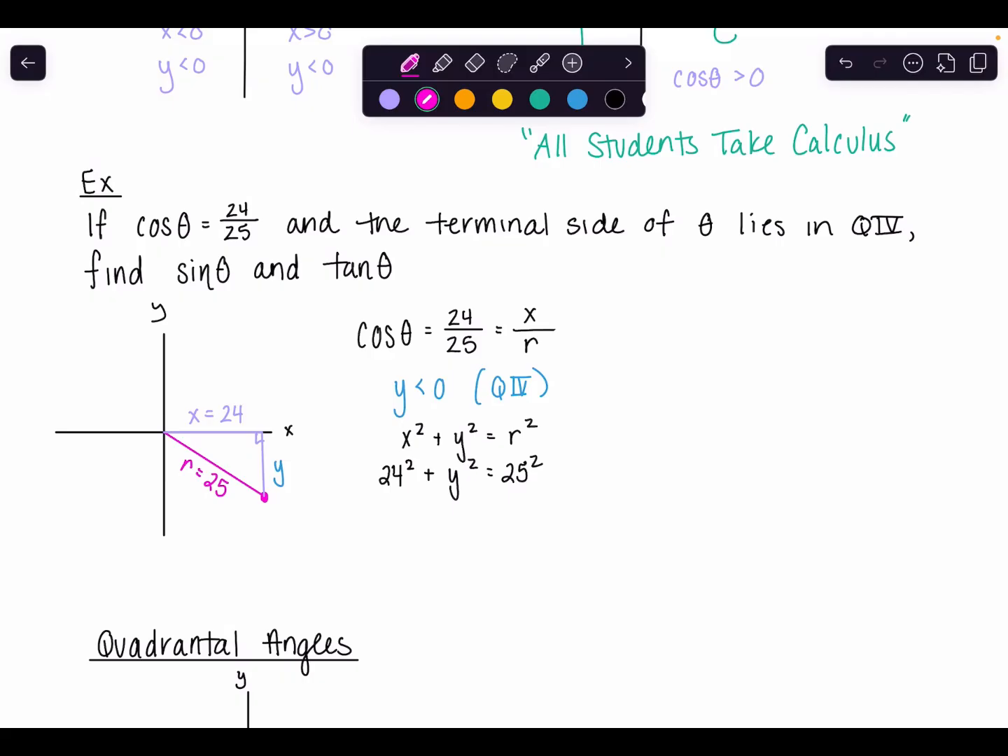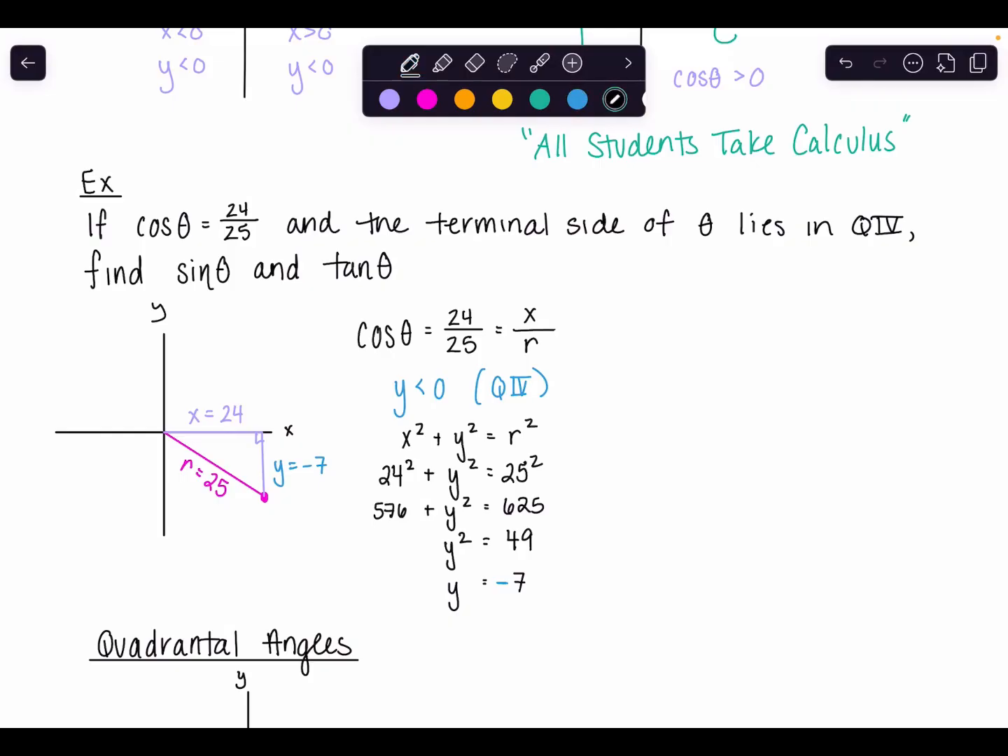Okay. So if you take 24 and square it, that would give you 576. 25 squared will give you 625. So solving for y squared, we subtract 576. That gives us 49. And then here is where we take a square root. So square root of 49 is 7. And again, technically you get plus or minus. But in our case, because we're in quadrant 4, I immediately know it's the negative version. So my y value is going to be -7.